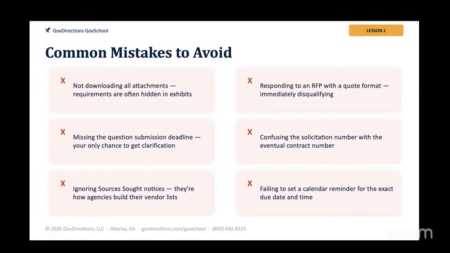So give yourself enough time to ask them before the deadline, and understand that these portals can sometimes hinder your ability to do that. And I see that over and over again, believe it or not. A lot of them are just unbelievably complex to work through, and they really add to the fragmentation of the marketplace. There's about 40 of them. Okay. Confusing the solicitation number with the eventual contract number. That's more of a federal issue, but you don't do that until later on.